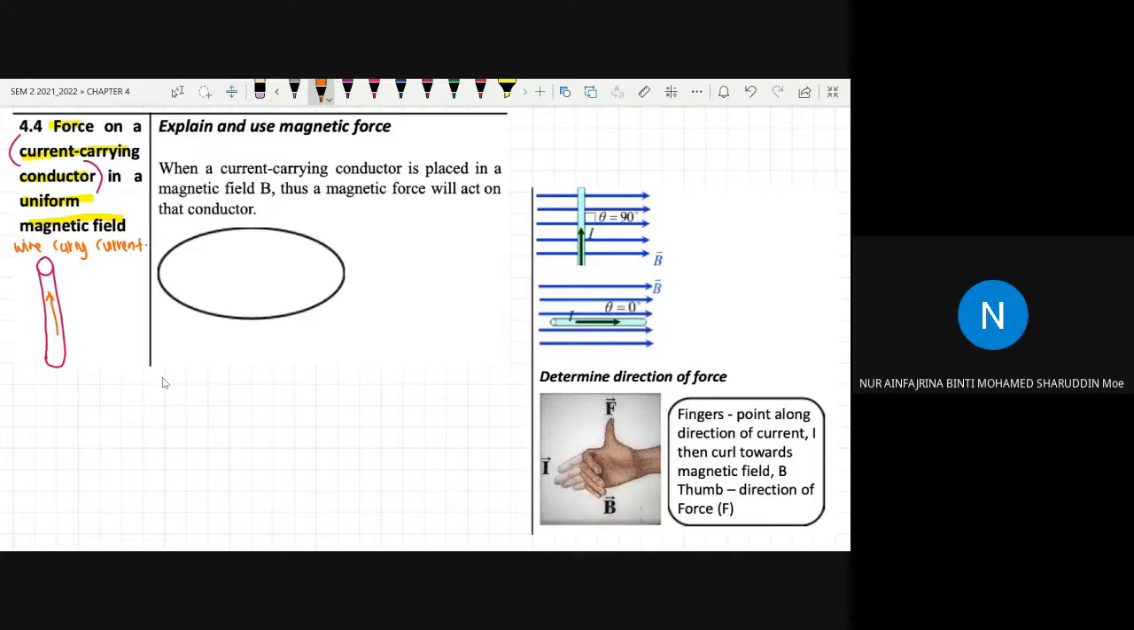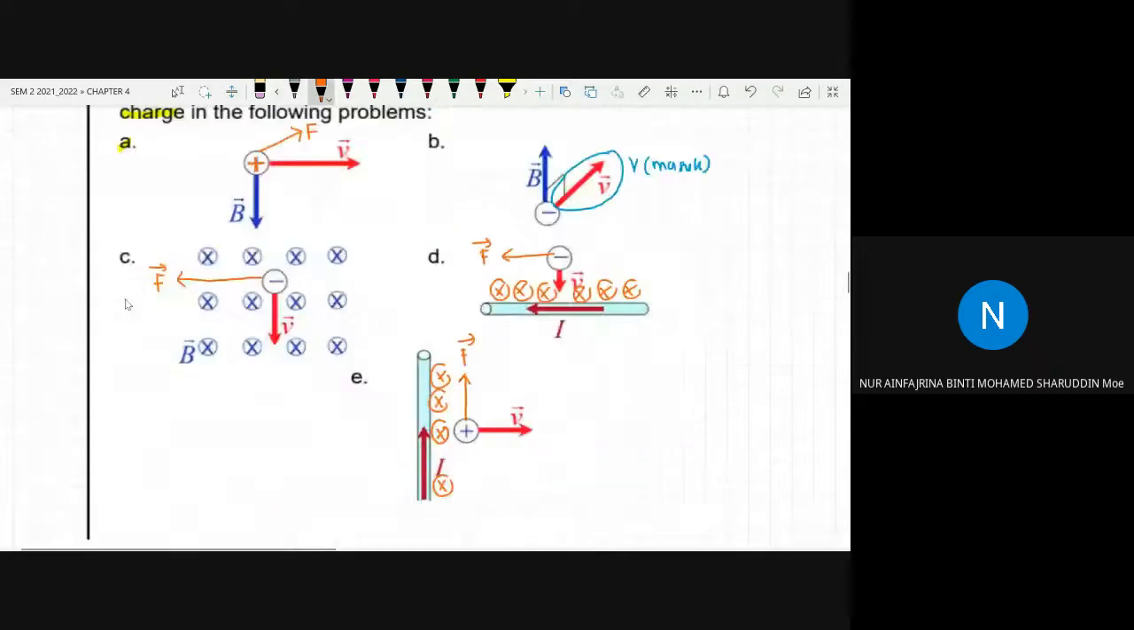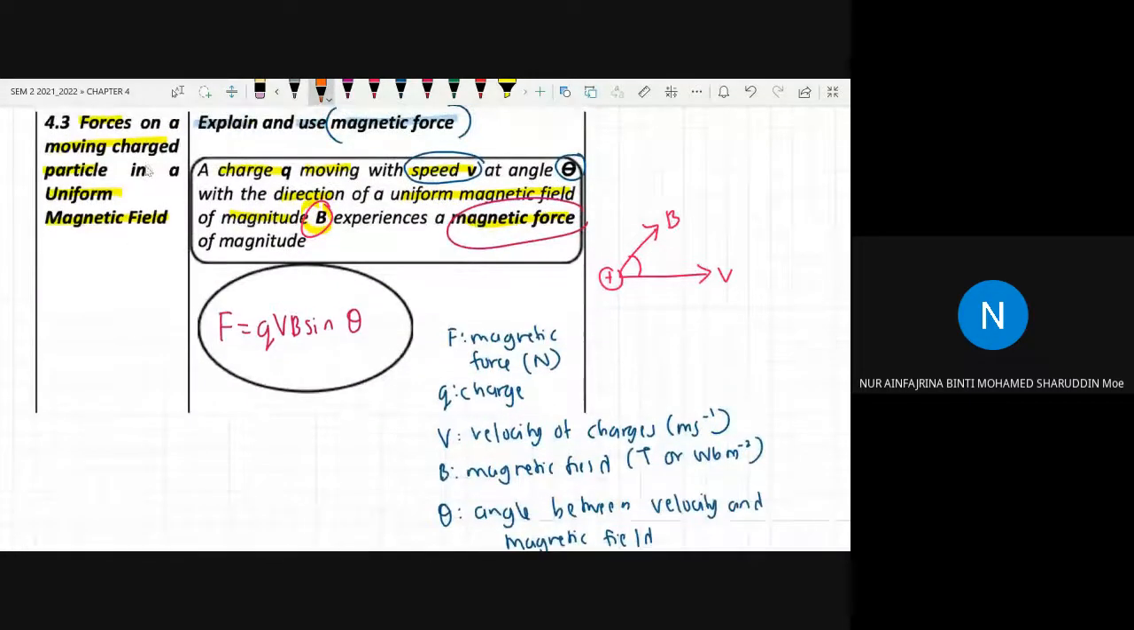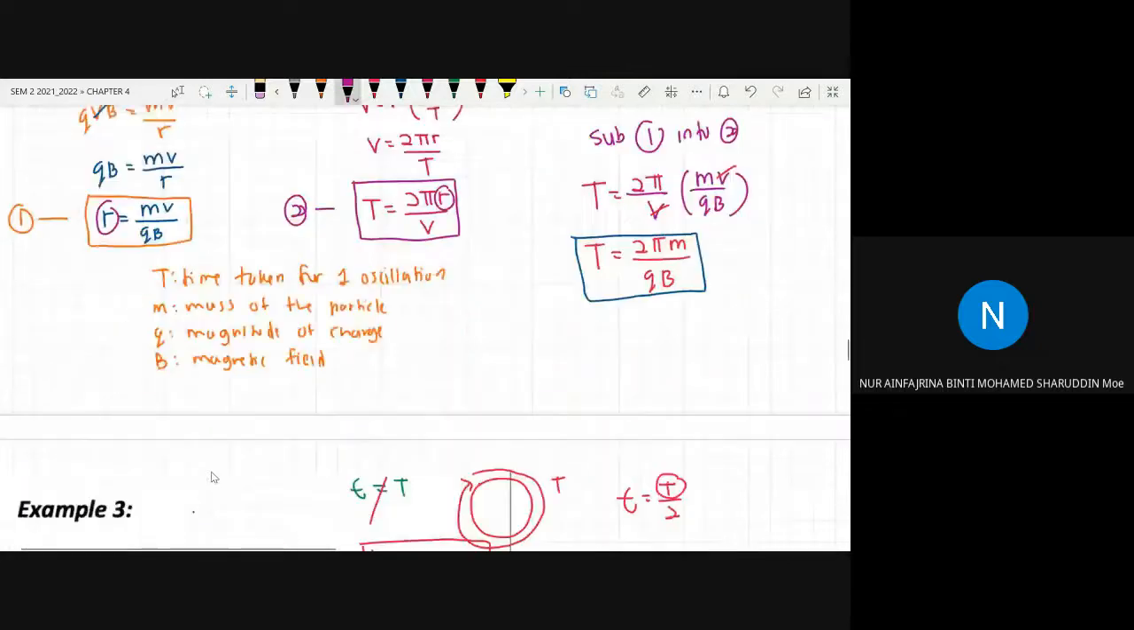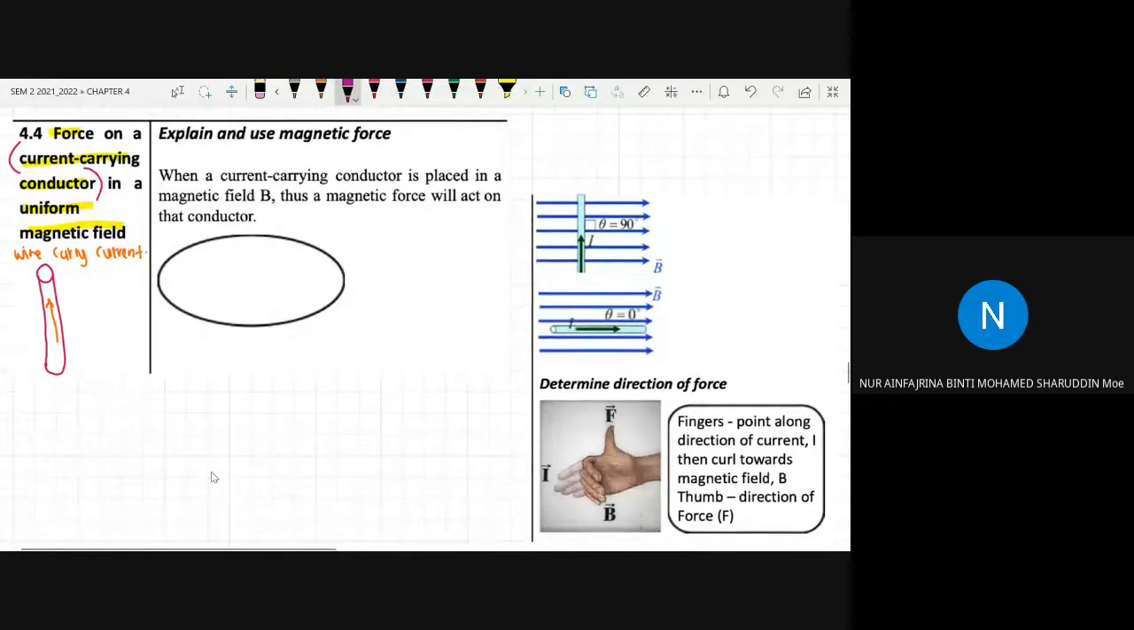Okay, so force on the current carrying conductor. Wire yang carry current. Okay, semalam apa yang kita belajar? Kita belajar juga mengenai force, tetapi kita belajar mengenai force on a moving charge particle. Berbeza ya. Tetapi hari ini kita akan belajar mengenai force on a current carrying conductor. So kalau awak ada apa-apa current carrying conductor, contohnya macam wire carry current, kita akan ada magnetic force juga. Okay.